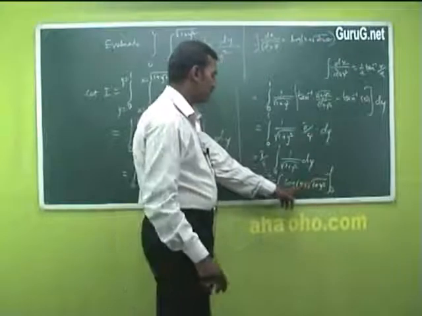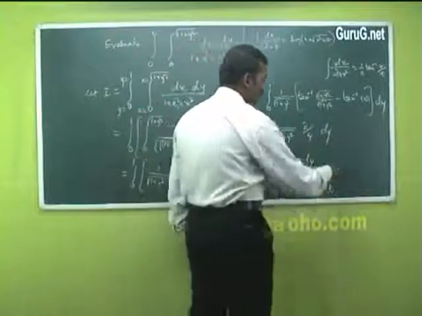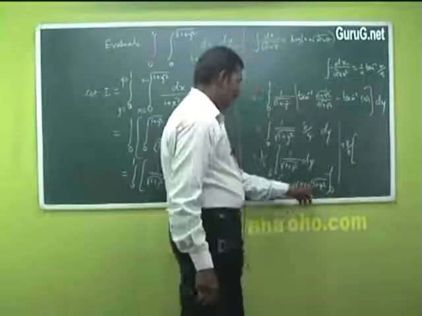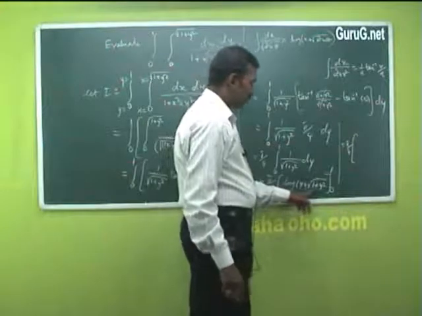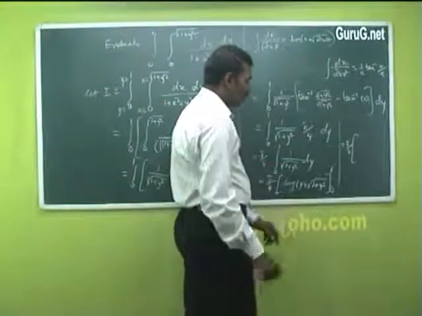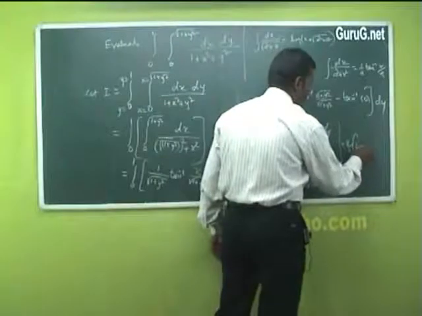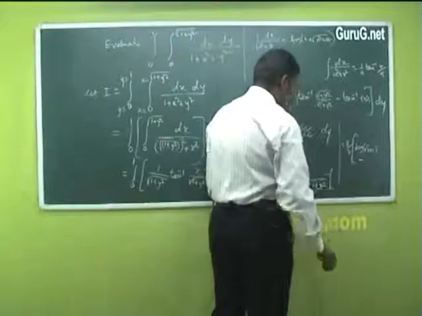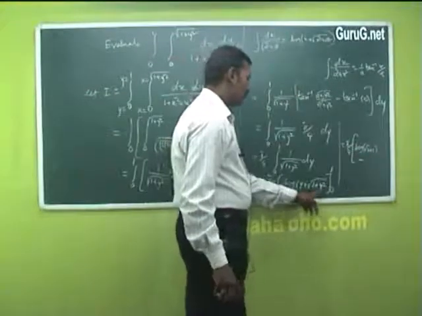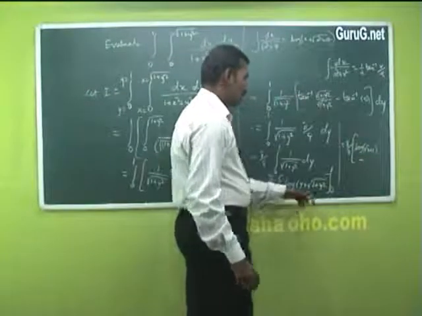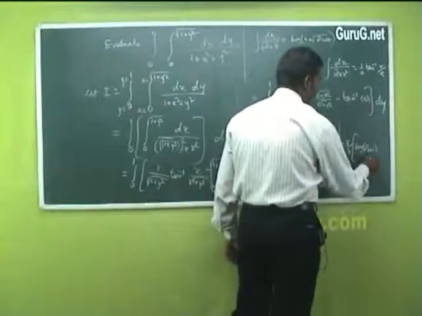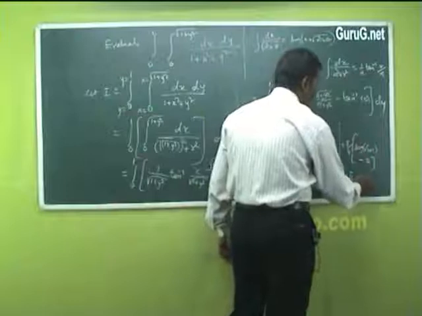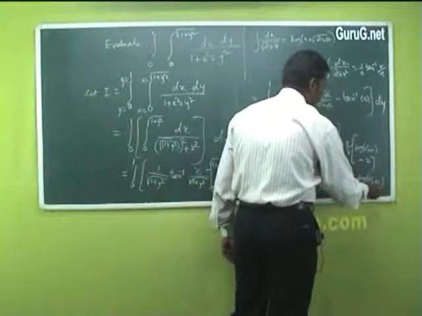So substituting the upper limit, pi by 4 into, substituting upper limit, 1 plus root of 1 plus 1, so root 2 plus 1. So log of root 2 plus 1, then minus, substituting 0, so that is log 1, that is 0. So you may get pi by 4 into log of root 2 plus 1. Is it right?